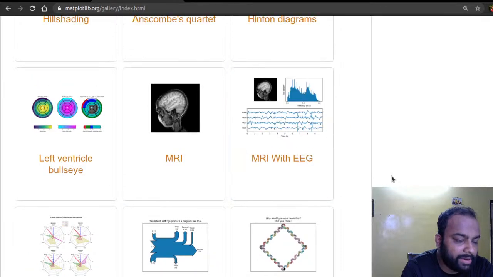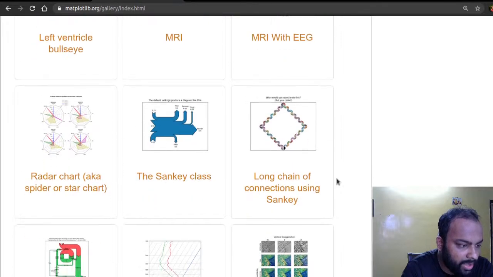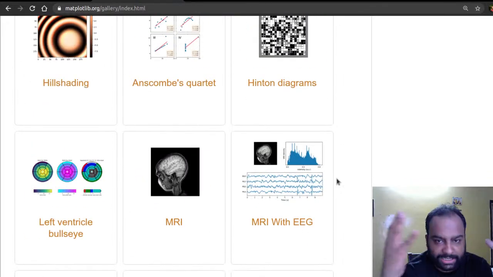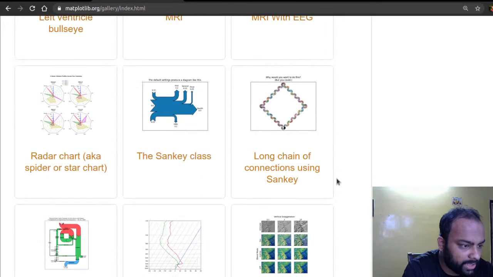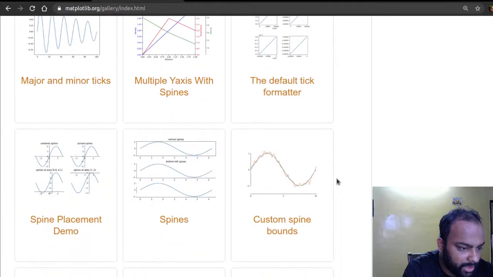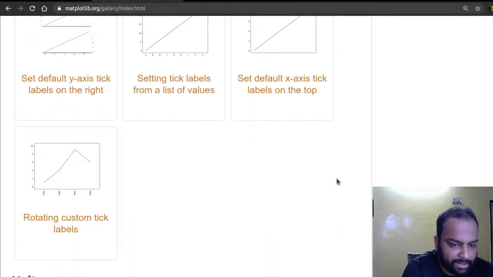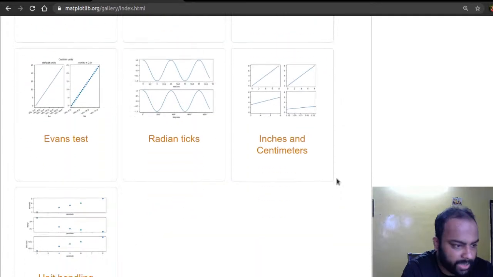Okay. For example, if you're doing an MRI scan or things like that, you can plot them as well. You can do 3D voxel plots. For example, a 3D pixel is called a voxel. You can do voxel plots like that, right? So there are literally hundreds of different kinds of plots that Matplotlib would support, essentially.